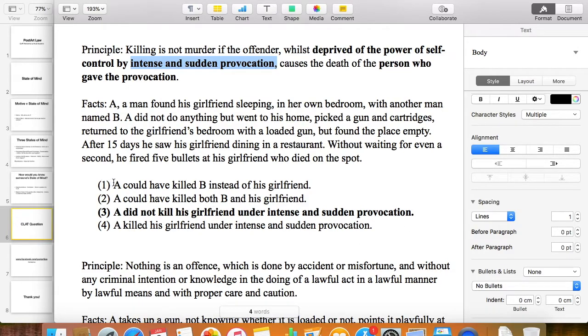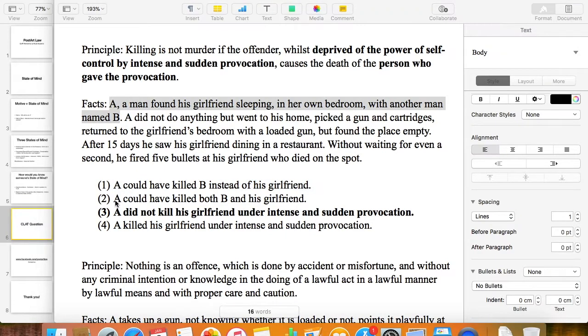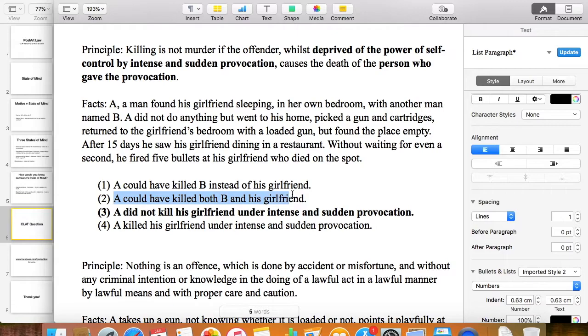Now let's look at the options. A could have killed B instead of his girlfriend. So here it talks about the person who gave the provocation. Both B and his girlfriend gave the provocation. So this option cannot be justified. This option is also incorrect, because at the restaurant he could not have killed either of them, because there was no grave or sudden provocation at the restaurant. And that was not the first time he caught them together. The first time he caught them together was in her bedroom. So in the restaurant, it is not as intense or sudden provocation. So this option is also not likely to be correct.